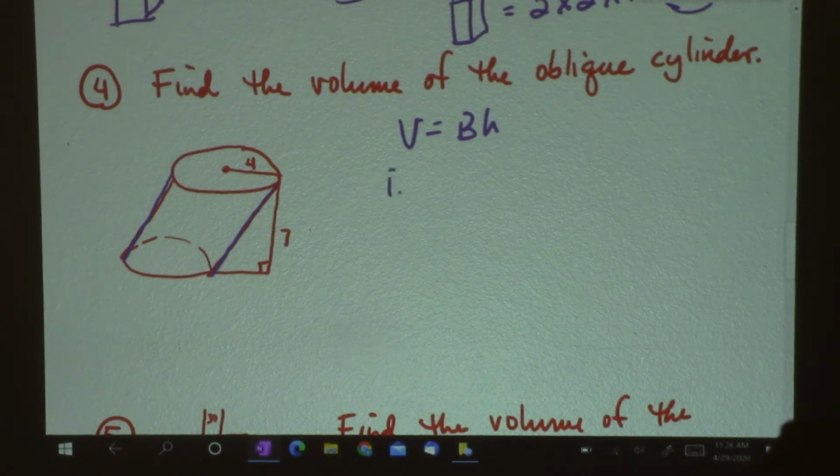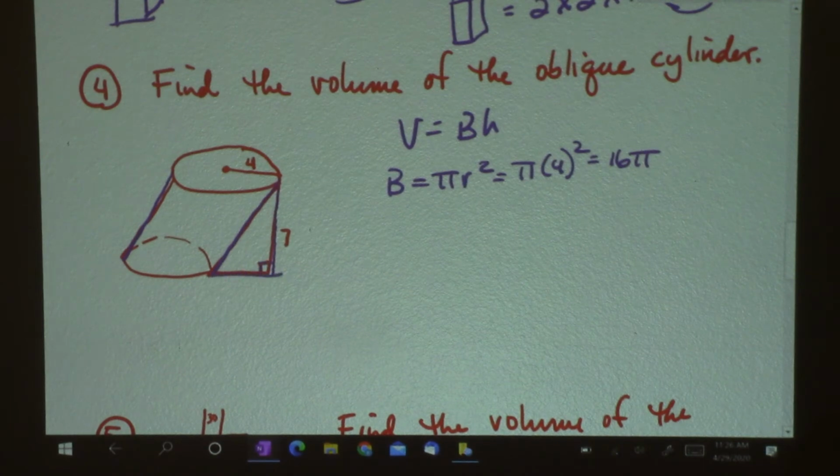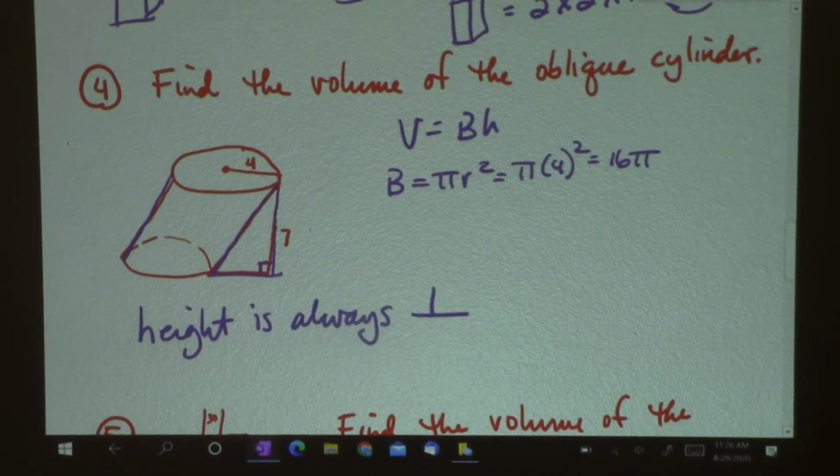Okay, so my base area is going to be pi r squared, and I know my radius is 4. So that becomes 16 pi. Now, this is very important. It's the vertical distance. It's the perpendicular distance that is the height. So remember, the height is always perpendicular to the base. And here's my base shape down here, okay? That sits on the ground. So I don't use the slant.